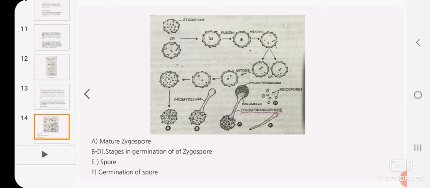In some cases, normal gametangial copulation does not take place. So what happens under these conditions? Either one or both of the gametangia produce structures similar to the zygospore. This type of zygospore, which is produced parthenogenetically, is known as azygospore. So this is all about the life cycle of Mucor.